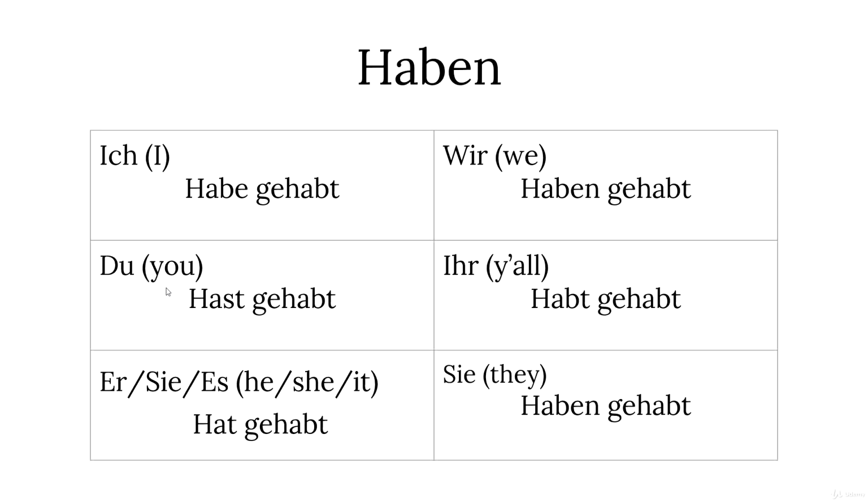So you say, ich habe gehabt. I had. However, du hast gehabt. You had. Sie hat gehabt. He had, she had, it had. Wir haben gehabt. We had. Ihr habt gehabt. You had, in plural. And finally, sie haben gehabt. They had.